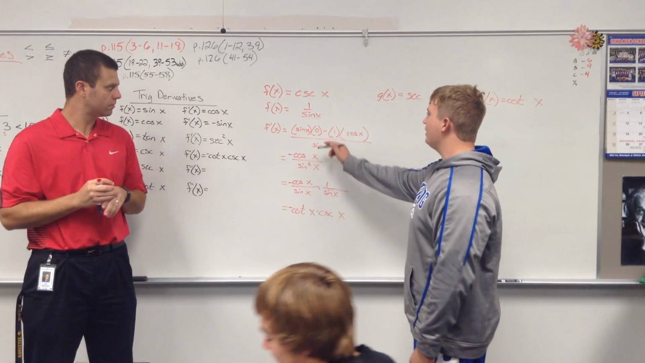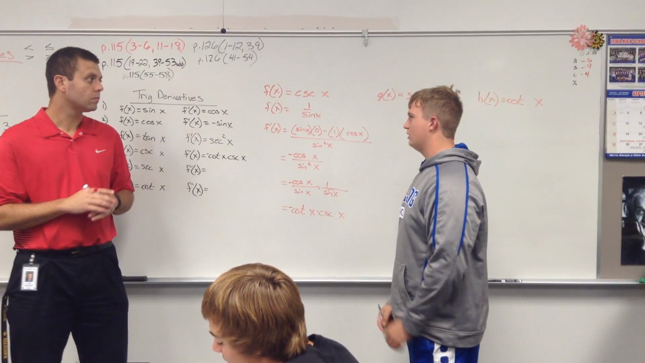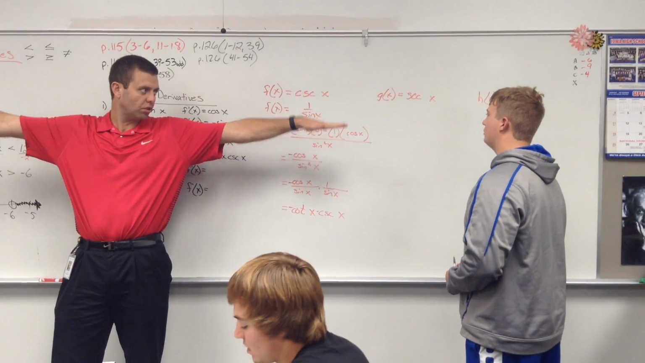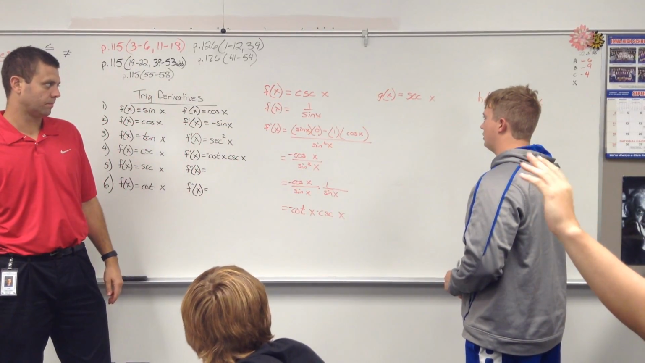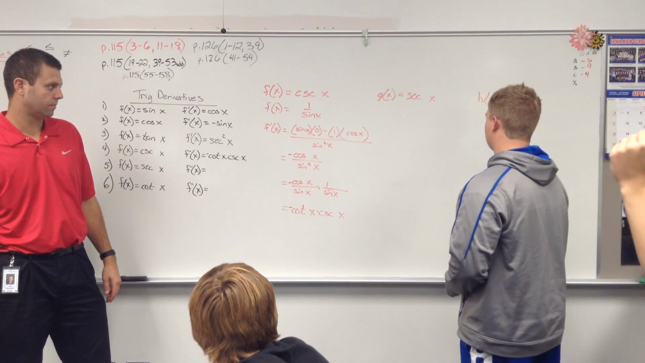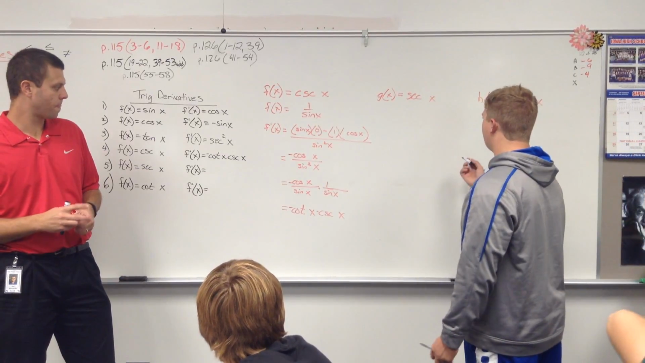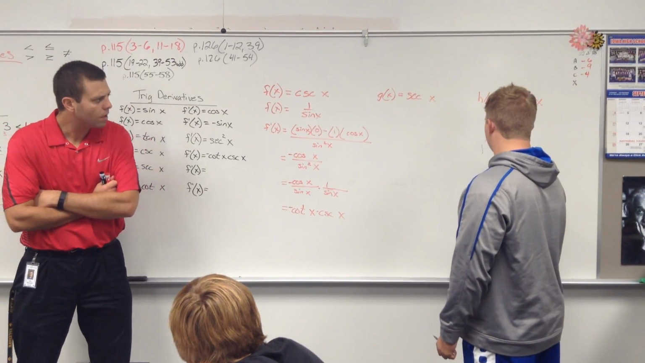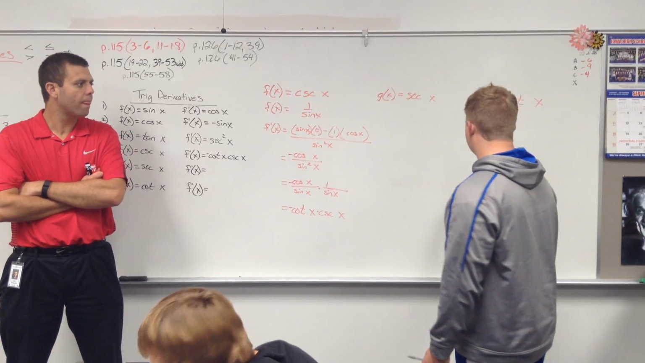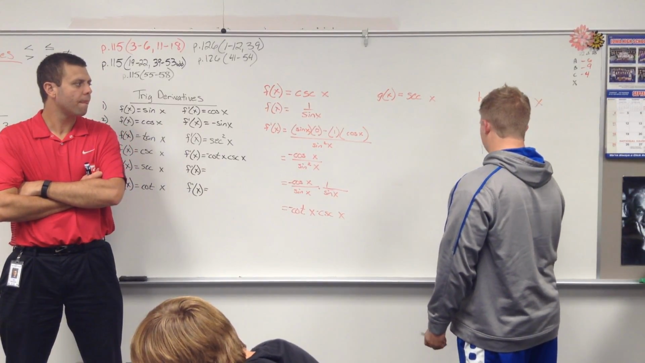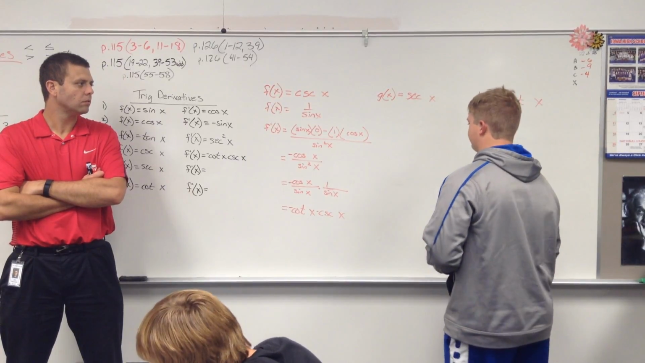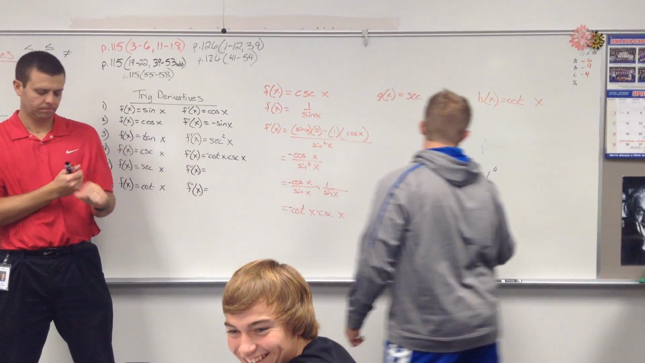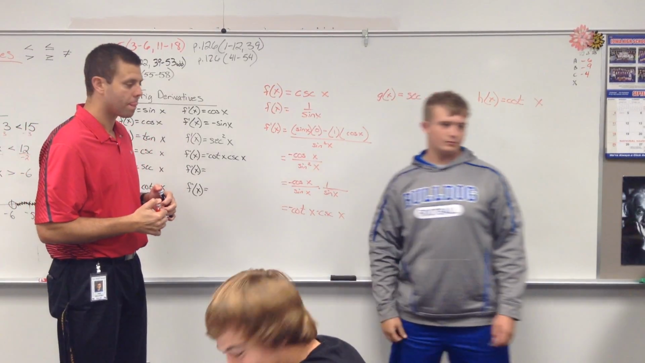Why is the derivative of 1 what? y equals 1 is a horizontal line. What is the slope everywhere on a horizontal line? It has to be 0. Remember the power rule. Yeah, I'm sorry.